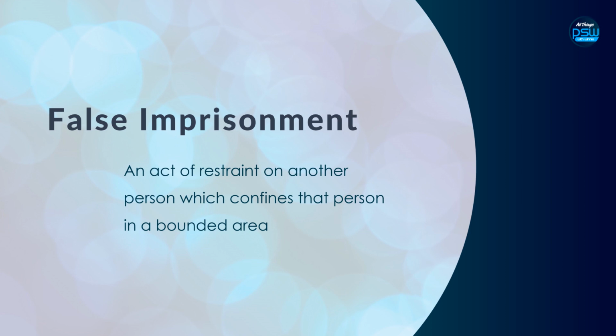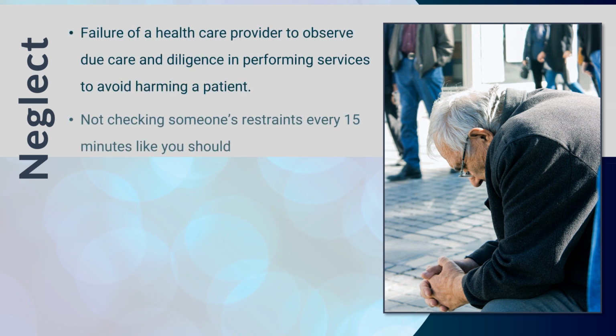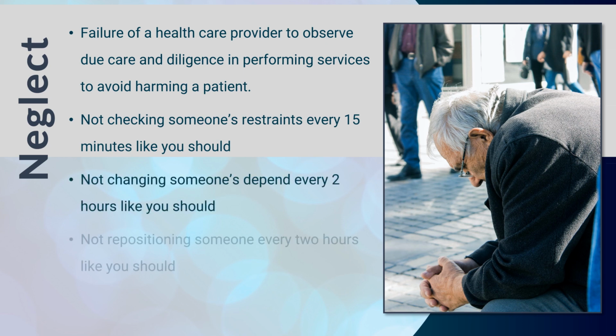But it also falls very close to neglect, because now you're failing to observe due care. But a very good example of neglect is when you don't check someone's restraints every 15 minutes like you should, or you don't change someone's depend every 2 hours like you should. You don't reposition somebody every 2 hours like you should. Those are examples of neglect. So that's the difference. So neglect is failing to observe what you have studied. Everything we're talking about right now. It's just you failing to actually observe that.